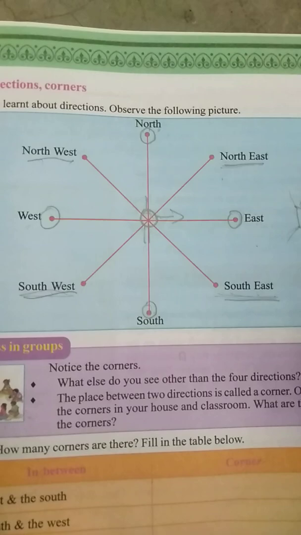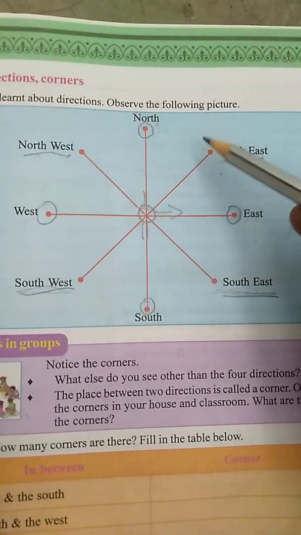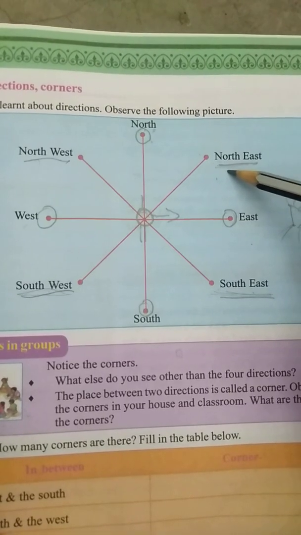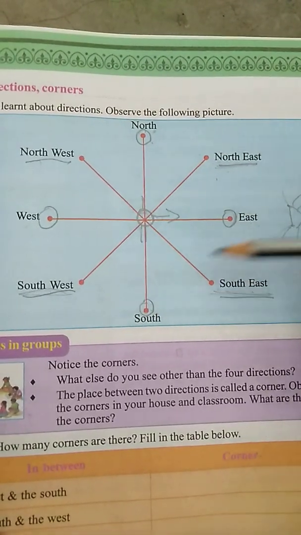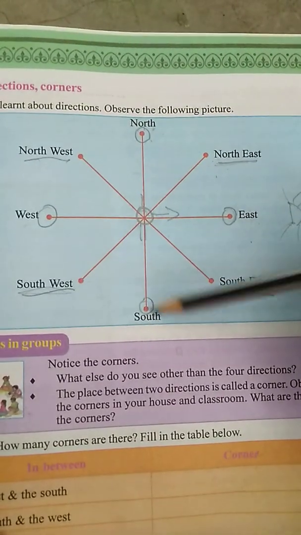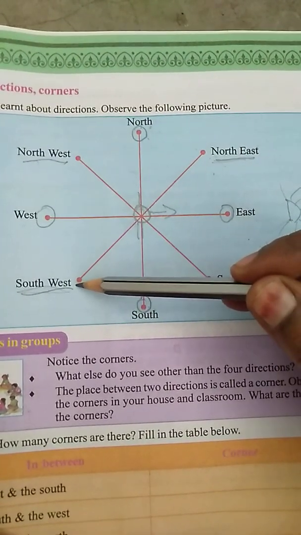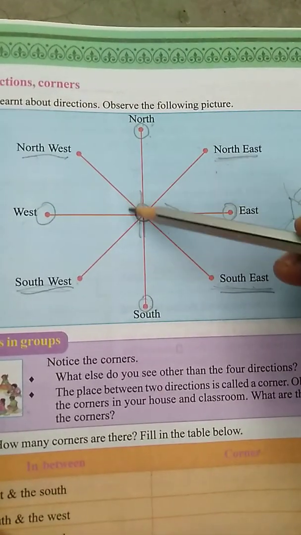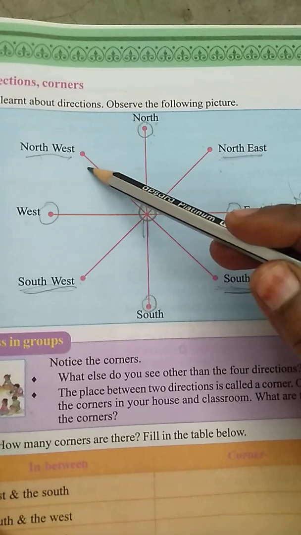After that, you have to see the corners. North and east, the corner between is the northeast corner. South and east, the corner between is called the southeast corner. South and west, the corner between is called the southwest corner. And west and north, the corner between is called northwest.